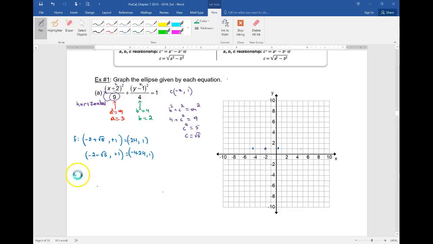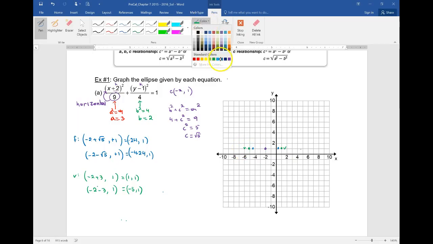For the vertices, you're going to add A to H again. So it's going to be negative 2 plus 3, comma 1, and negative 2 minus 3, comma 1. That's going to give me 1, comma 1, and negative 5, comma 1. So 1 and 1, negative 5 and 1, those are my vertices. And we do label them like this, with a little f.